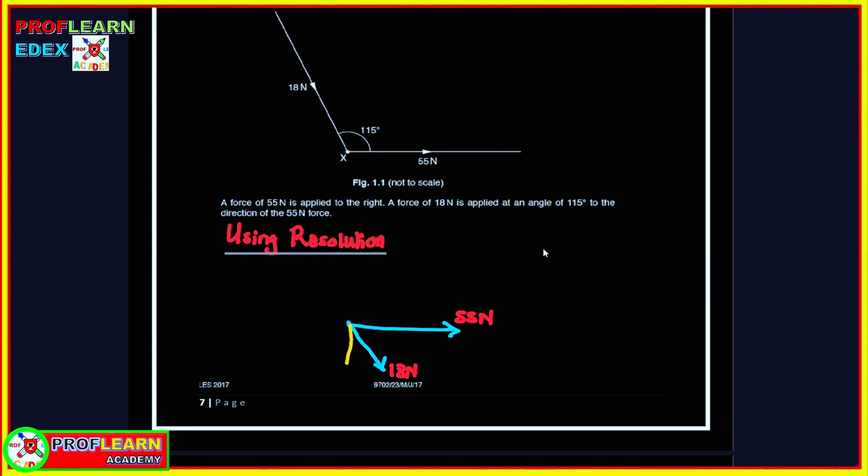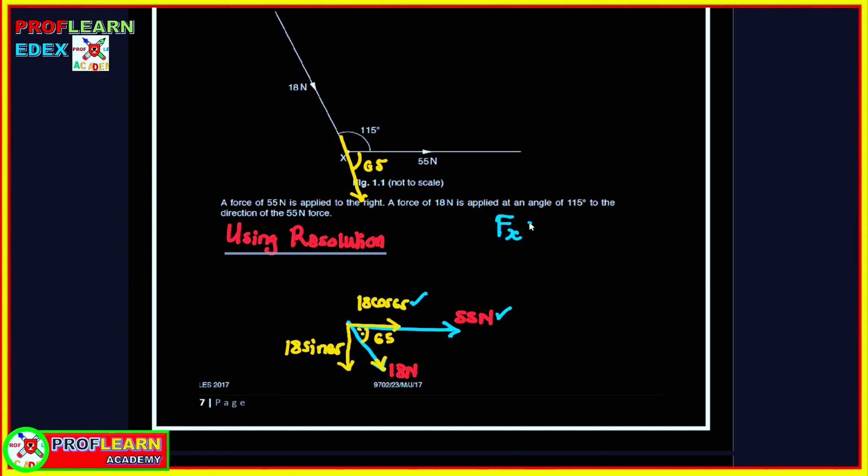Since it's pulling down, it gives a downward vertical component, and this angle that we are having here is going to be what? This angle is going to be this 65, right? Because 180 minus 115 is 65, so this angle is 65. Then it means the vertical component here is 18 sine 65. The horizontal component at this point due to this force is 18 cos 65.